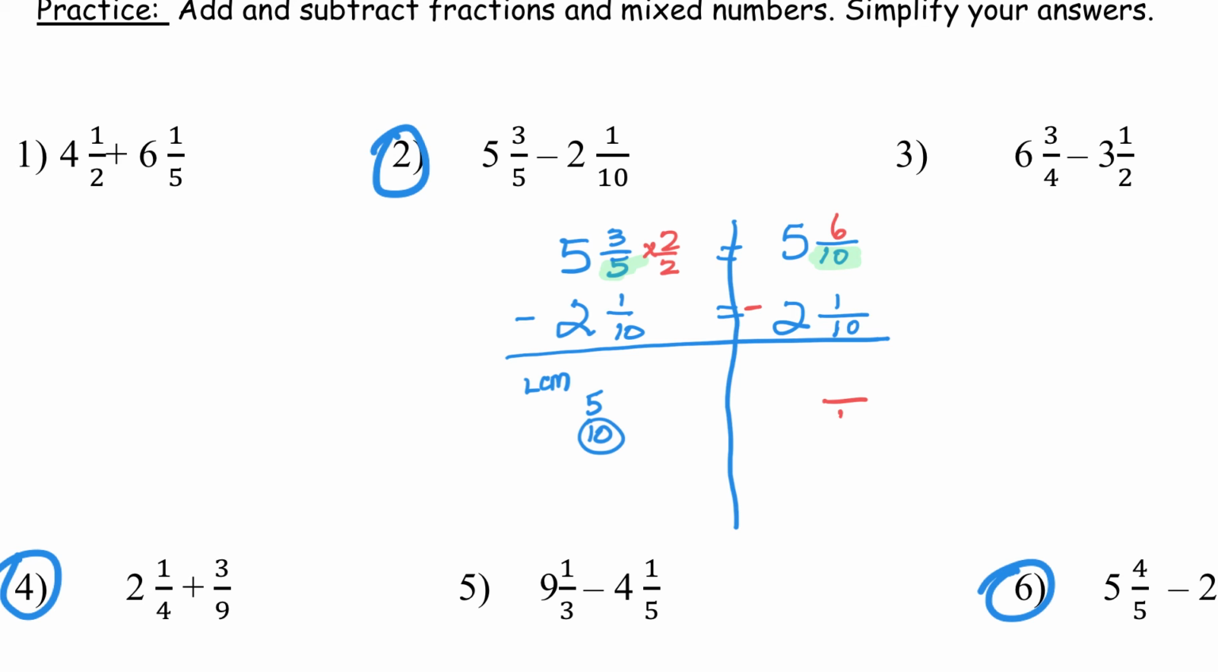I know my denominator stays as 10. 6 minus 1 is 5. And 5 minus 2 is 3. So I have a final answer of 3 and 5/10. But is that in simplest form? No, it's not. So what I'm going to have to do is what? That's right. I'm going to simplify. So I'm going to divide this by 5 over 5. And my final answer is 3 and 1/2. And I am done. There you go. That's the answer to number 2.